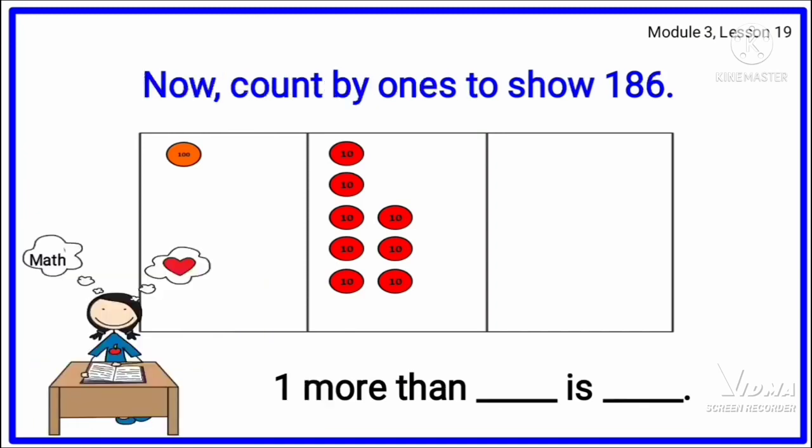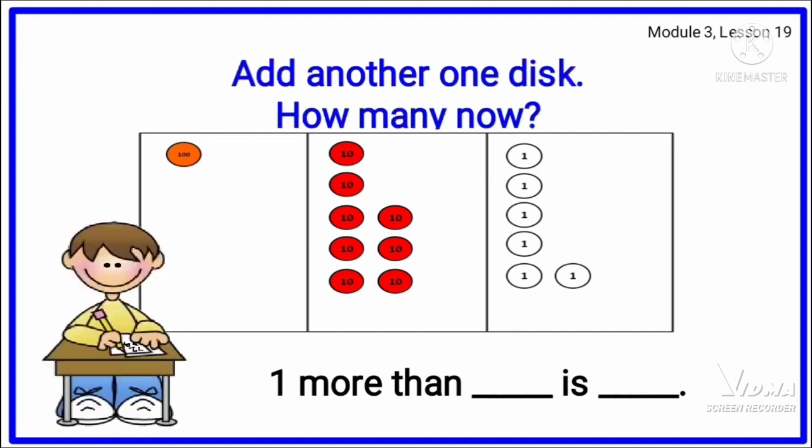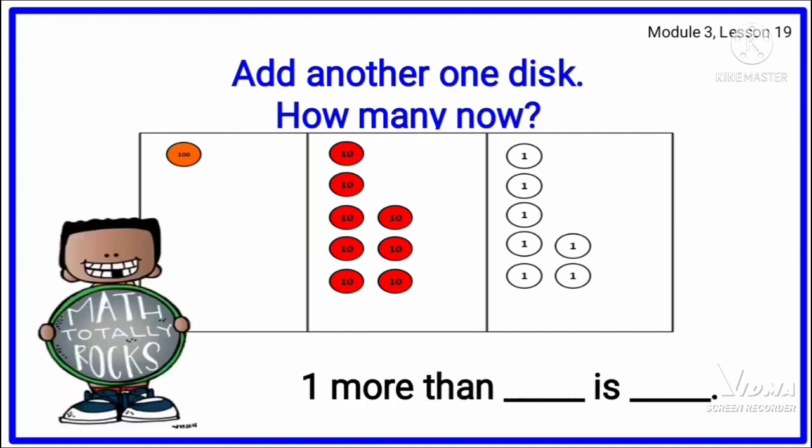Now count by ones to show 186. We have 180, 181, 182, 183, 184, 185, 186. What is 1 more than 186? 187. 1 more than 186 is 187. Now, what is 1 more than 187? We just said 188.